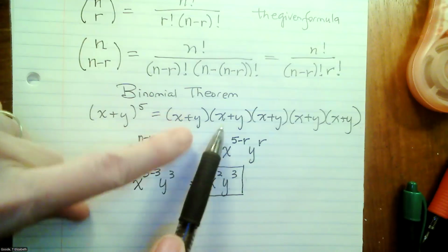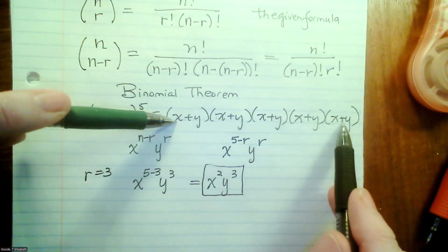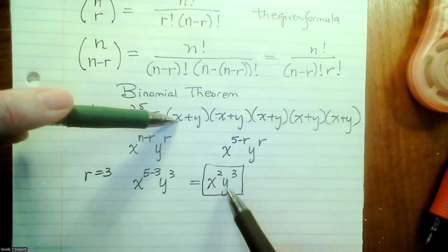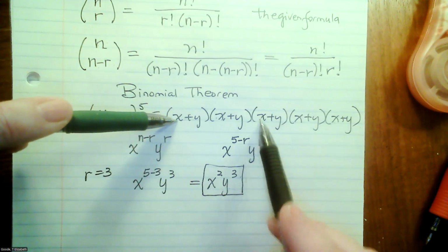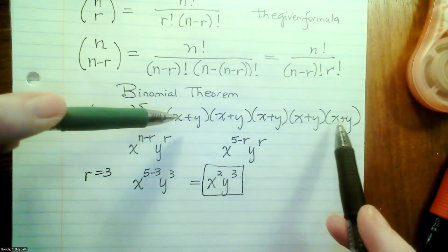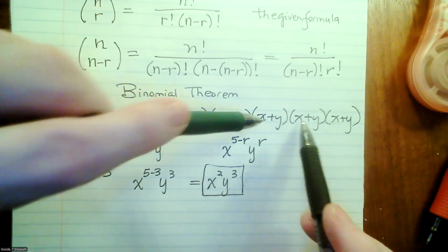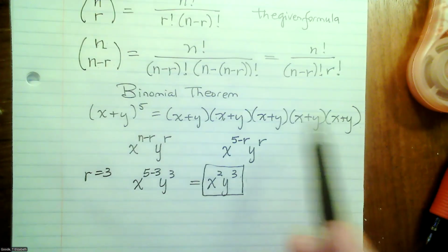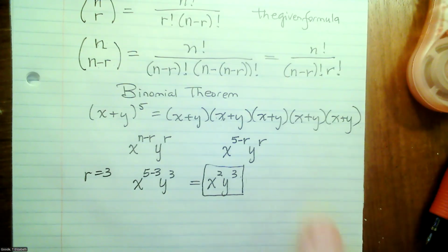All right, so we could pick the first 2 to be the x's, and then the last three would be the y's, and that would give us one of the x squared y cubeds. But we could pick the first and the third to give us the x's, and the other three to give us the y's. Or the first and the fourth to be the x's, first and the fifth, second and the third. See what I mean? So basically, we've got 5 sets of parentheses. How many ways can we pick 2 of them to give us the x squared? The other 3 will automatically give us the y's.